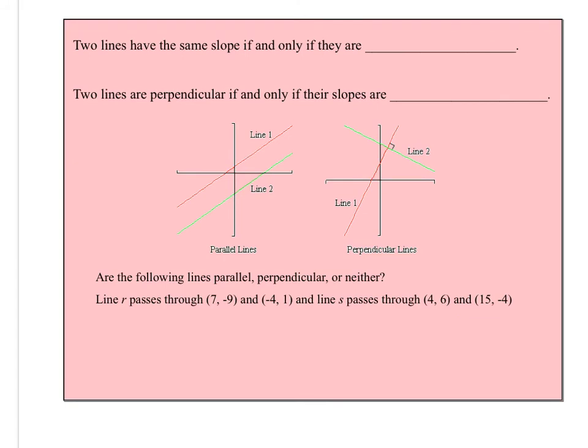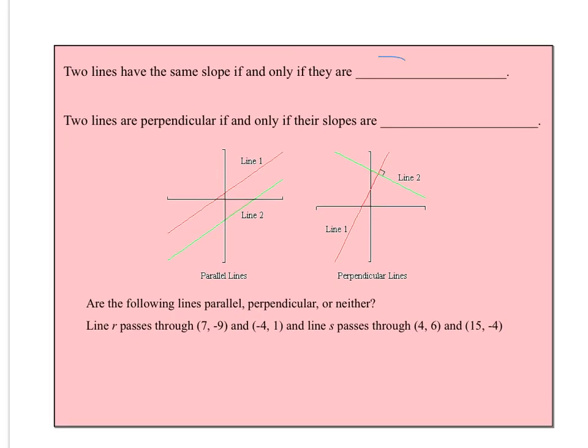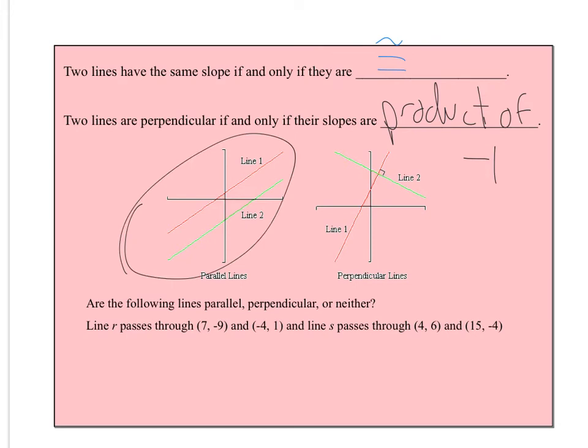All right, 2 lines have the same slope if and only if they are parallel. 2 lines are perpendicular if and only if their slopes have a product of negative 1, okay? So here, line 1 and line 2 are parallel, line 1 and line 2 here are perpendicular.